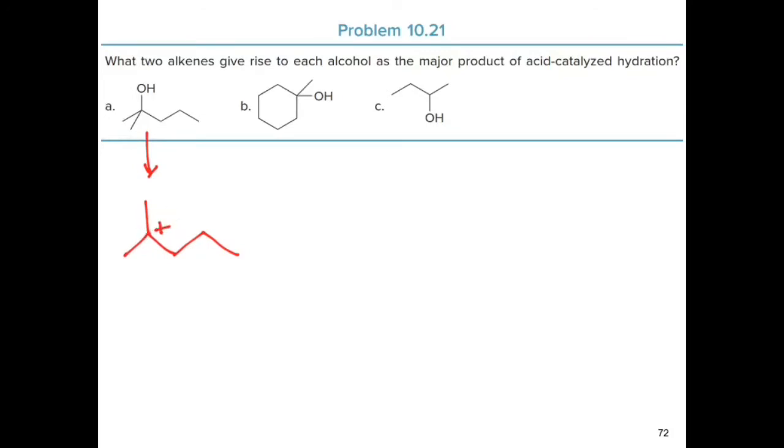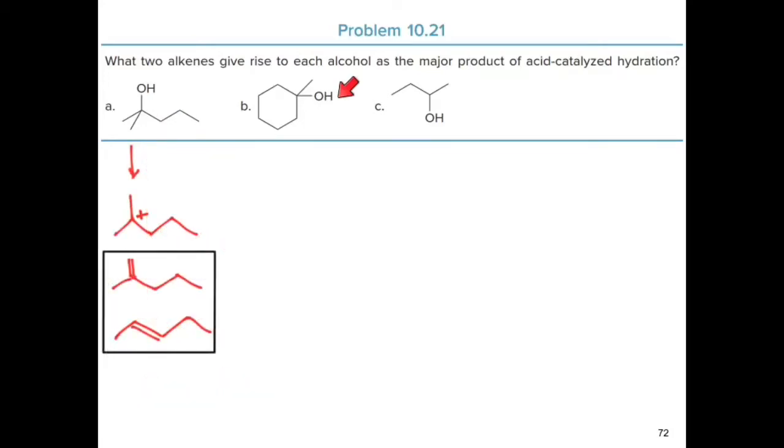And so the first alkene would be a double bond between this carbon atom and this carbon up top. And for the second alkene, it would be a double bond between this carbon atom and this third carbon right here. And so these two are the two alkenes that give rise to this alcohol.